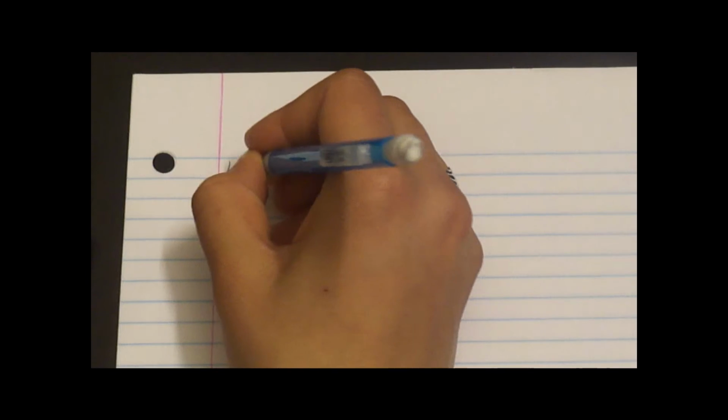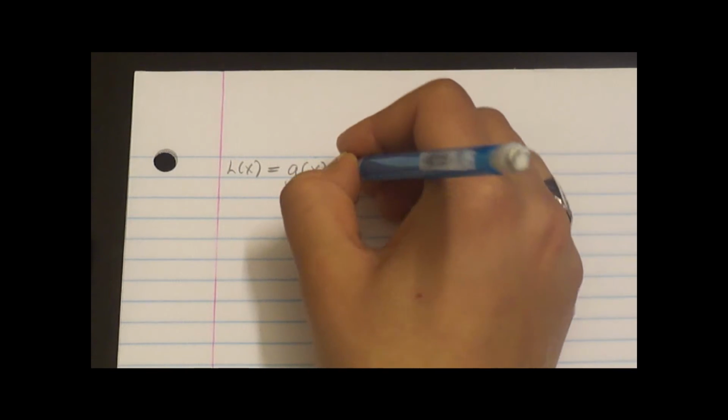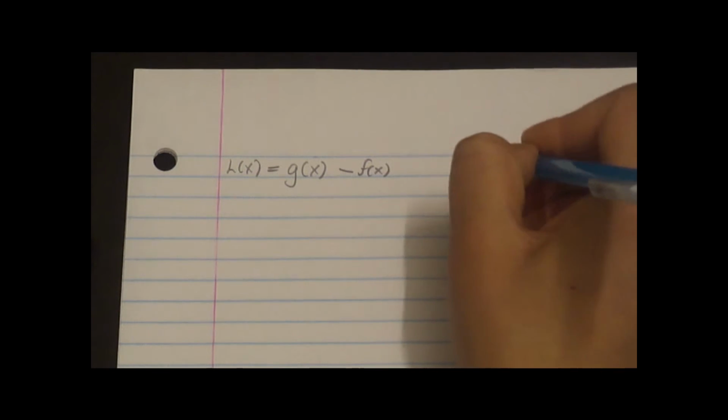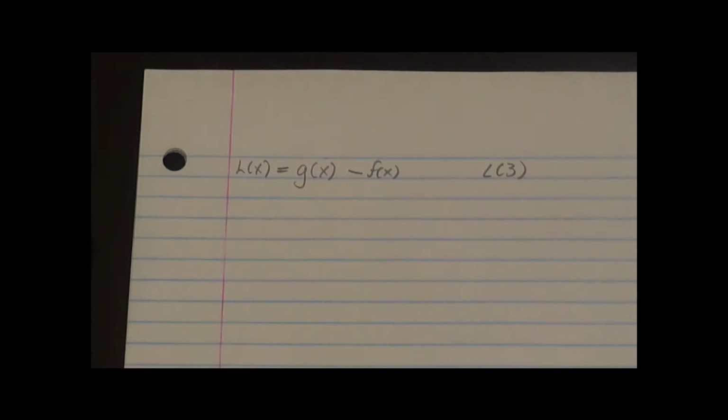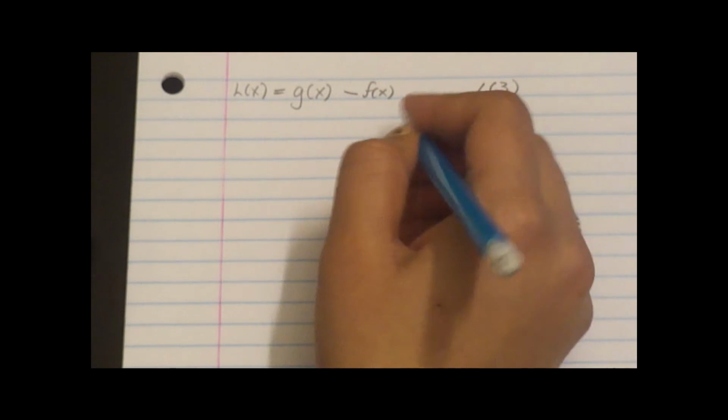So now, for the third and final solution, we'll do L of x. So L of x equals, this time, g of x minus f of x. And we have to find L of 3. So we go ahead and plug in our values for g of x and f of x.